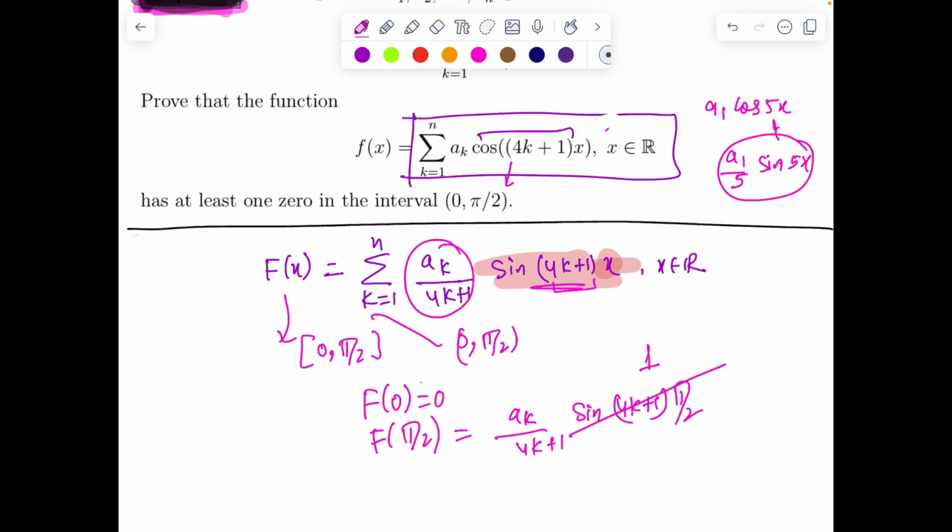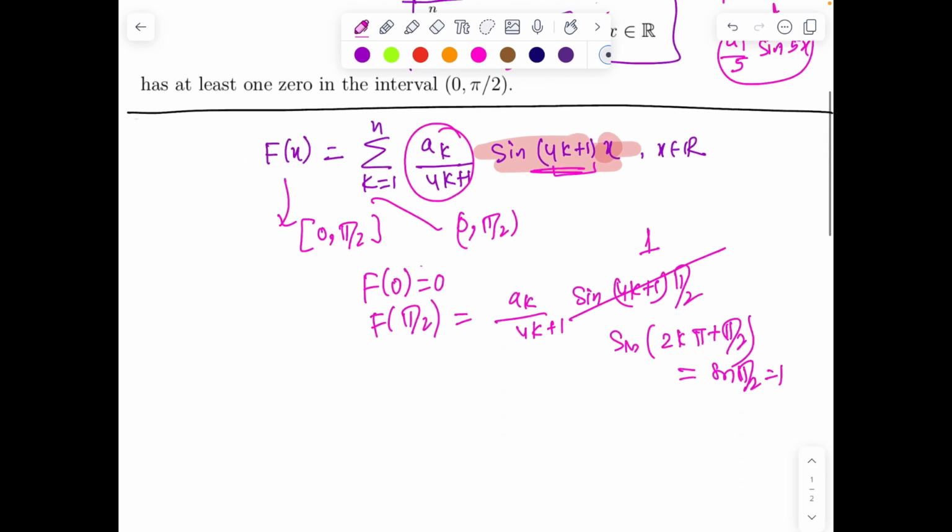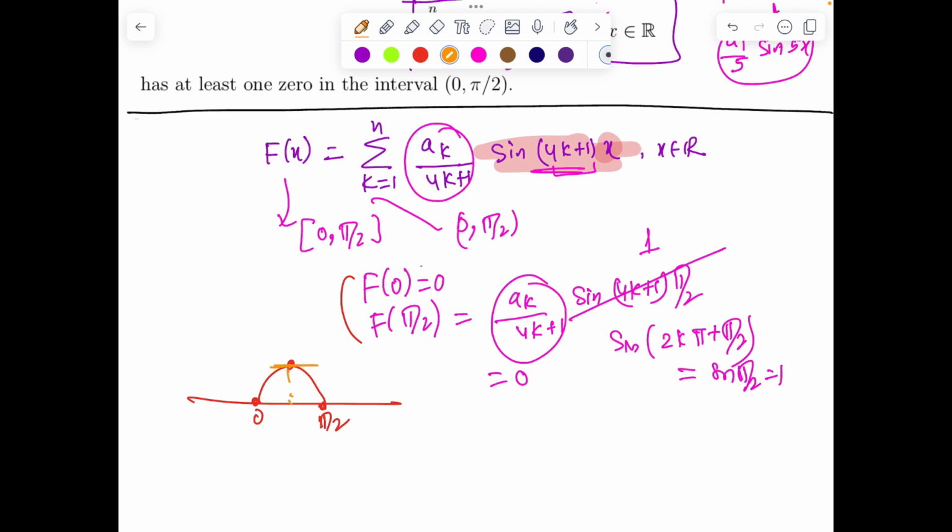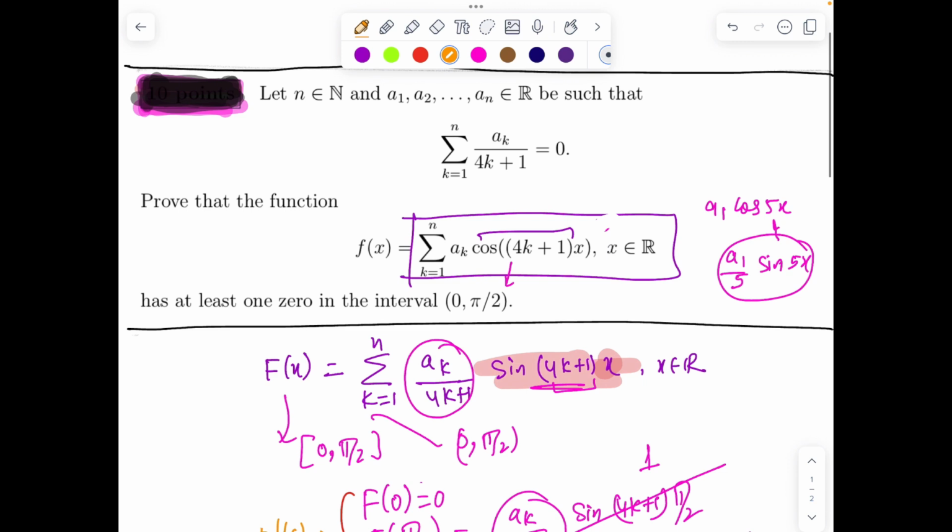You can check for k equals 1: sin 5 pi by 2 is sin of 2 pi plus pi by 2. Put k equals 2: sin of 9 pi by 2 is sin of 4 pi plus pi by 2. So it's basically sin of 2k pi plus pi by 2, which is nothing but sin of pi by 2, which is 1. And this quantity by the condition of the problem is 0. Hence, this function f of x is continuous in 0 to pi by 2 and differentiable. So there exists at least one value c between 0 and pi by 2 where its derivative will die. So f dash c will be 0. It means there is at least one root of this function. Hope you enjoyed it.